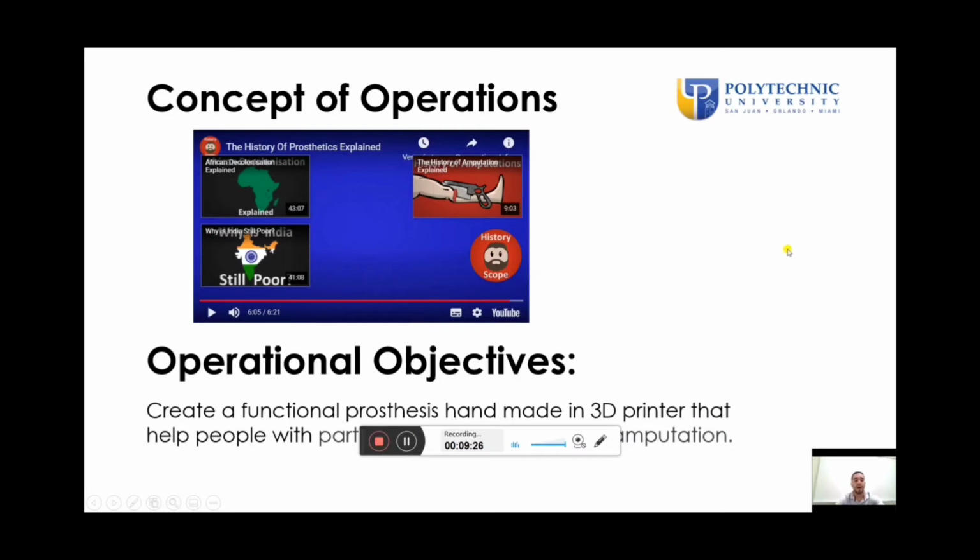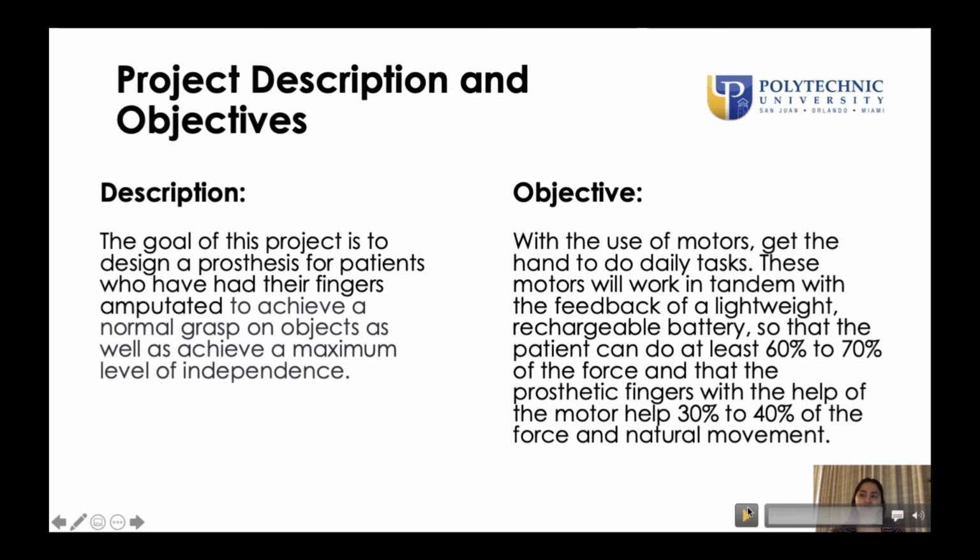In the operational objective, we want to create a functional prosthesis hand made in a 3D printer that helps people with partial finger or partial thumb amputation to achieve the maximum level of independence. Description: the goal of this project is to design a prosthesis for patients who have had their fingers amputated to achieve a normal grasp on objects as well as achieve a maximum level of independence.